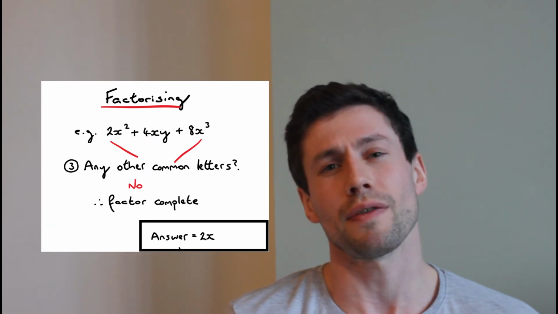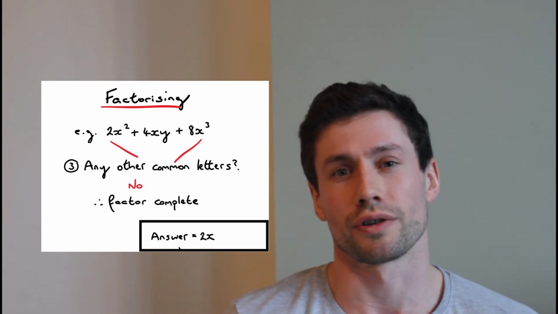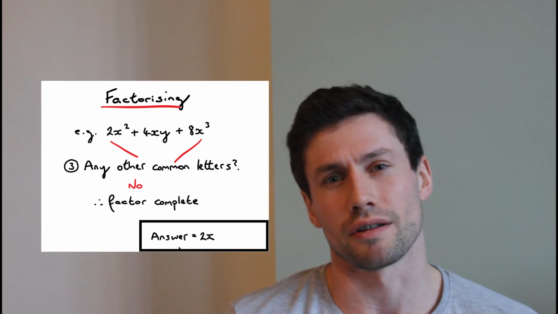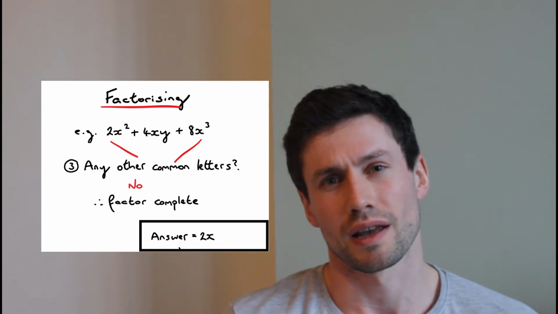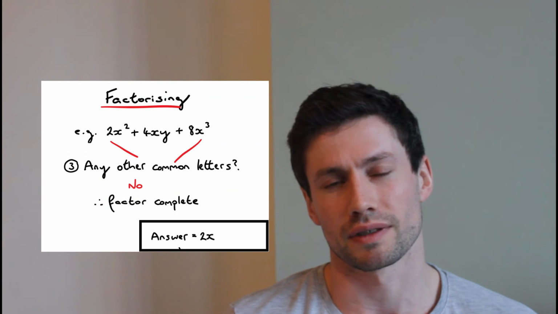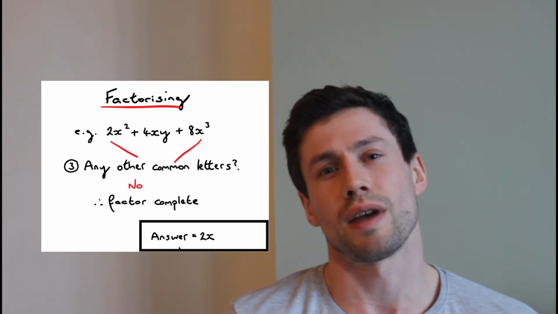I then look at each of the terms and see if there are any other letters which are common to all three terms. In this case, only the second term has a y in it. There are no y's in the first or third terms. Therefore, y can't be extracted as a common factor of all three terms. Now that I've gone through all the terms and checked for all the letters, I am ready to start writing in my bracket.